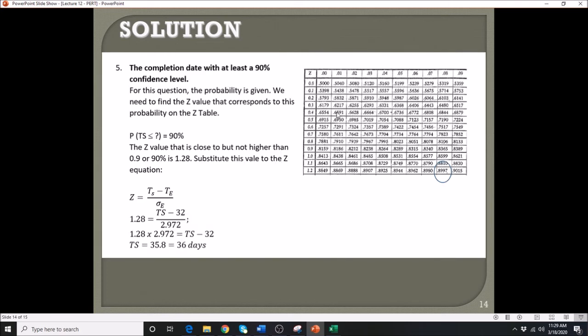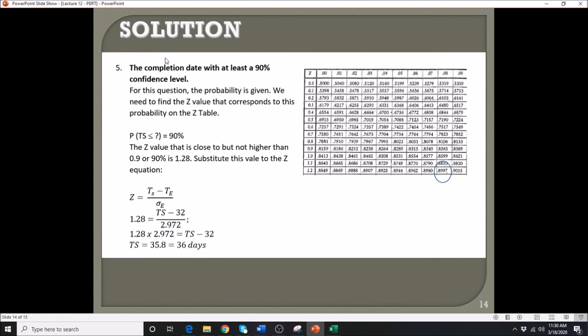Let's go to your number 5. This is different now. What we have in this problem is the probability, which is 90%. That is the confidence. Again, the client may ask you, Mr. Project Manager, what day will we be able to finish with that 90% probability? Well, you should be able to answer them using this particular method.